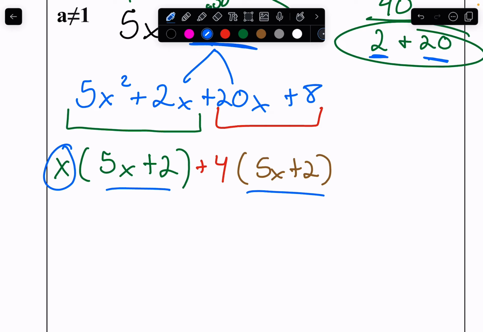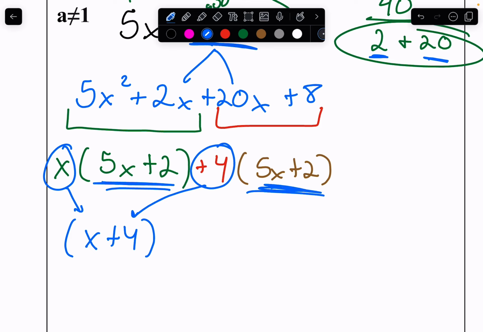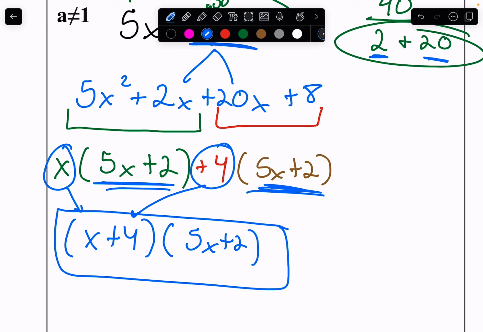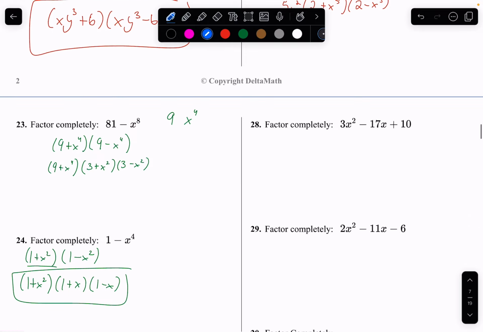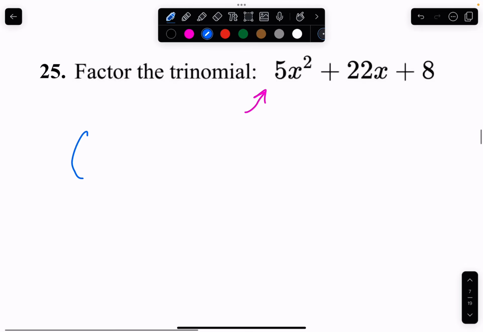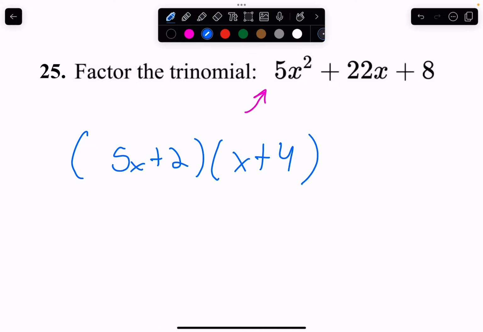So now what you do is you take this guy and this guy, and they're going to become a binomial. So this is going to be x plus 4. All right, you put him there, you put him there. All right, and then the second guy, this binomial that's written twice, you literally just write him once. So 5x plus 2. So our answer here is the two things we pulled out times this binomial that repeats. So that is our answer here for, what were we on, 25. So we do 5x plus 2 times x plus 4.